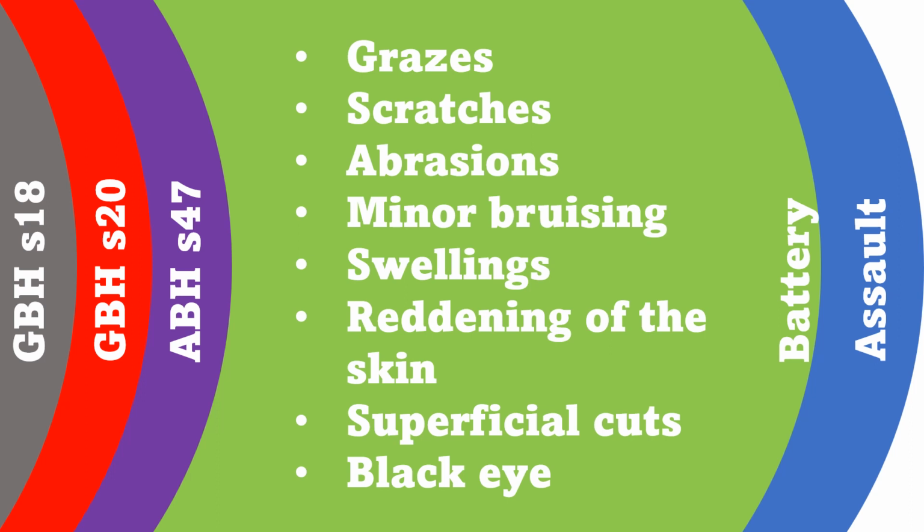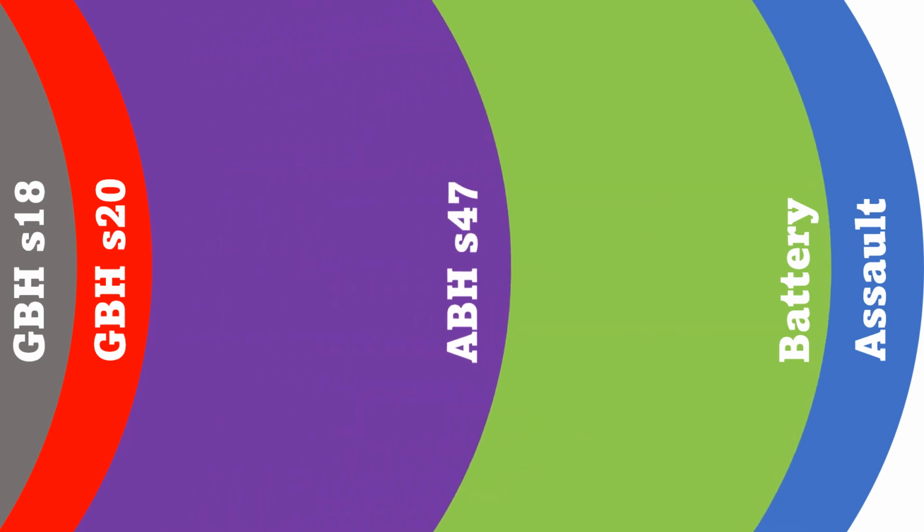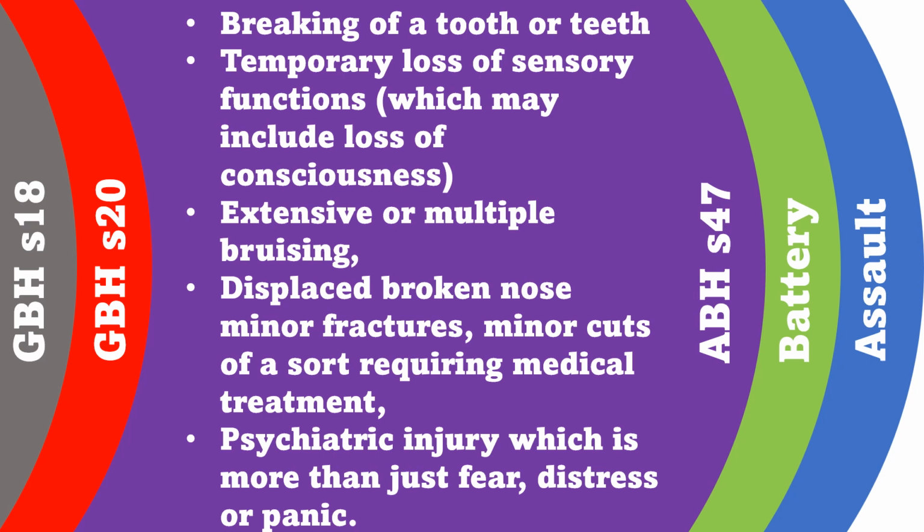Now be careful there, because of course some of those last ones where there's some injury, you'd usually be charged with ABH under the definition of ABH, but in actual fact would not be. So be careful with those, make sure you're aware. Now for ABH it's things such as breaking of a tooth or teeth, temporary loss of sensory functions, so for example loss of consciousness, extensive or multiple bruising, a displaced broken nose, minor fractures, minor cuts of a sort requiring medical treatment, and psychiatric injury, which is more than just fear, distress or panic.